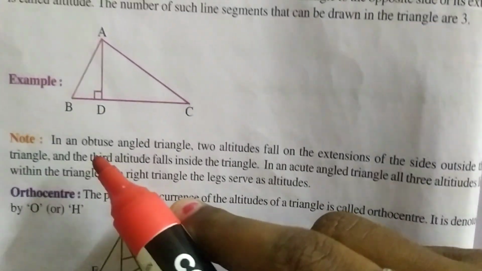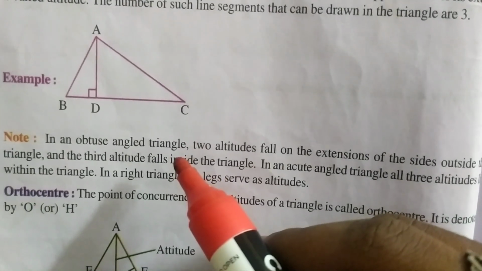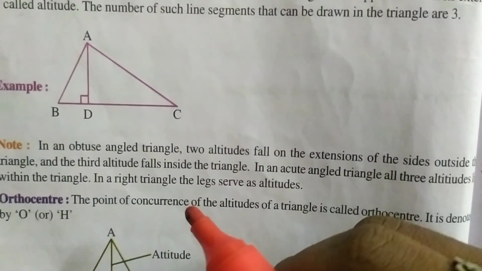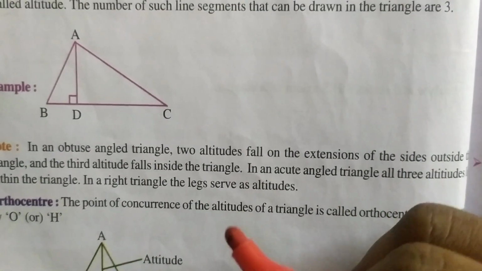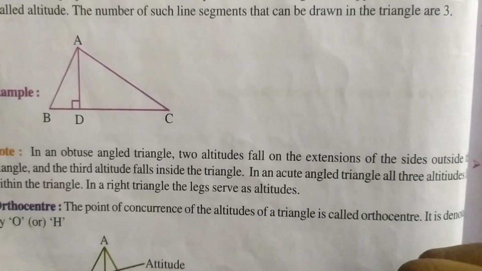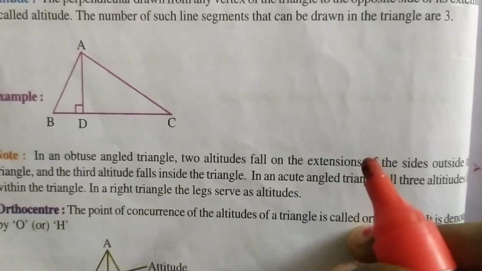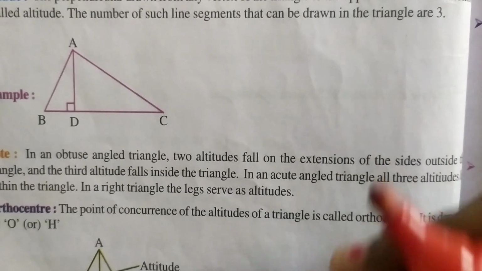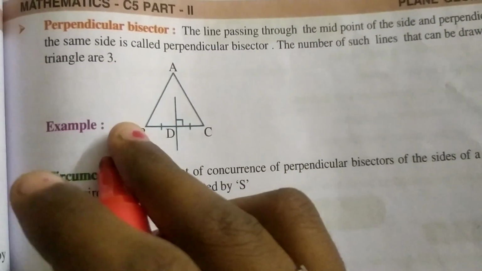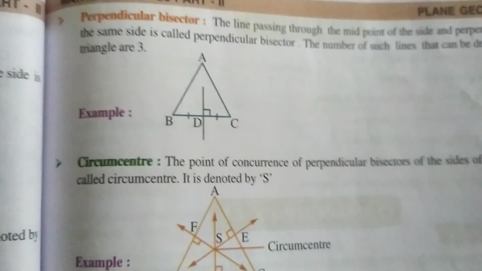If you draw an obtuse angle triangle, it has an angle greater than 90 degrees. If you draw a triangle like this, 2 altitudes will fall outside and 1 altitude will fall inside. In an acute angle triangle, all 3 altitudes will be within the triangle itself. Understood? Then we are going to see perpendicular bisector.